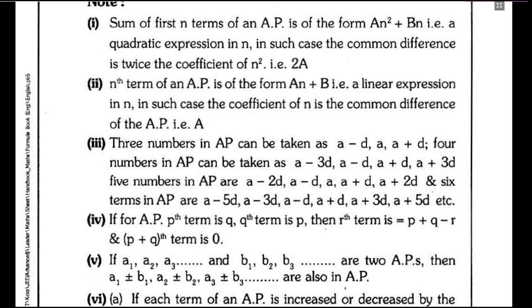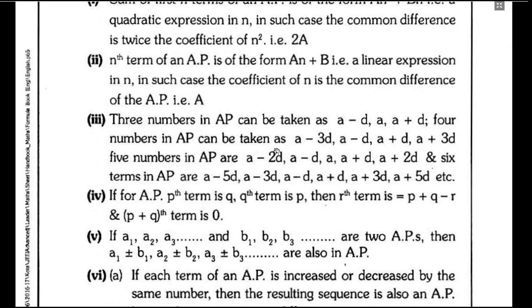In such case, the common difference is twice the coefficient of n square, that is 2a. If the sum of first n terms of AP is given in an square plus bn form, then the common difference will be 2a for that AP. If nth term of AP is given in the form of an plus b, that is a linear expression in n, then the coefficient of n is the common difference of AP, that is a. It will only be the coefficient of n, whereas for the sum it is twice the coefficient of n square.